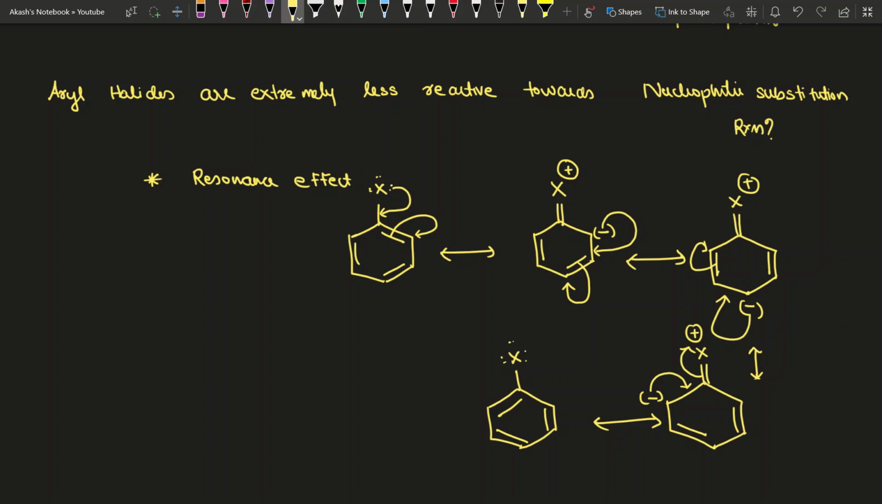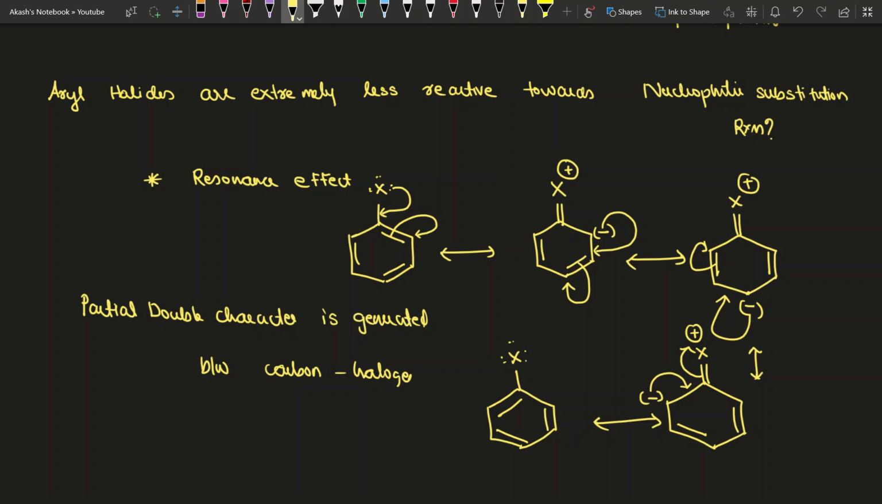During resonance, you can understand that a partial double bond character is generated between the carbon and the halogen. If a nucleophile has to substitute the halogen, the bond between the carbon and the halogen has to break. But a partial double bond character is generated between the carbon and the halogen. It would be very difficult to break the bond between carbon and halogen.